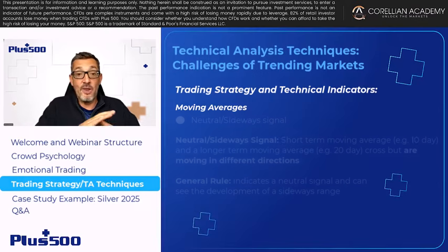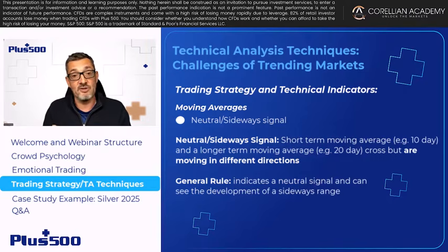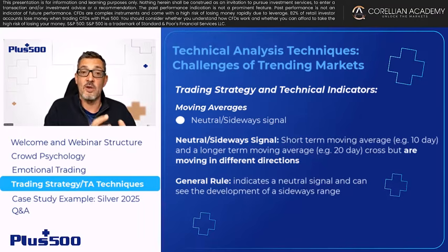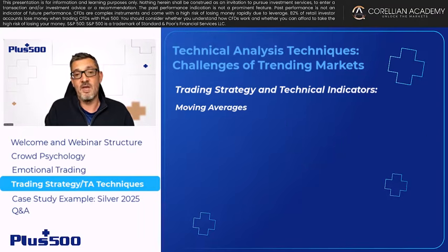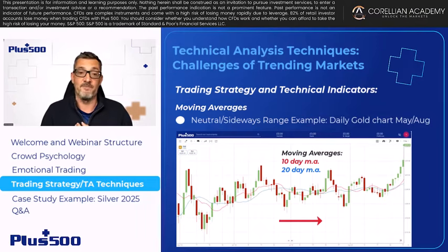One nuance in these examples is where a cross between a short-term average and a long-term average is seen, but they are moving in opposite directions. This situation occurring is classed as providing a neutral signal and can often suggest a sideways range in price. I have highlighted this as an example for you on screen now, using the daily chart of gold during the sideways range that occurred earlier in the year between late May and August.